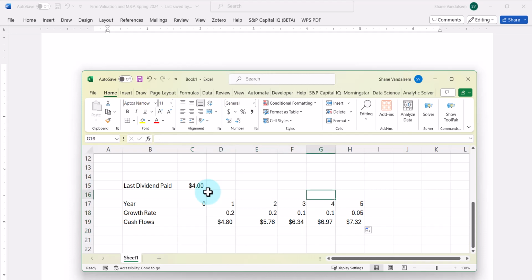Our horizon period here is going to be time 4, and it's time 4 because that's where our constant growth starts. The constant growth rate for year 5 is 5%, and so I can calculate my horizon value at year 4. I cannot calculate my horizon value at year 3 or year 2 or year 1 because we don't have constant growth at that point. We can only calculate it where we have the constant growth begin.